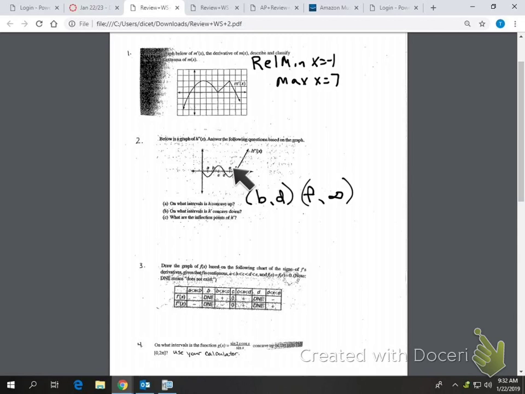Where is this concave down? It'd be where the original values are, or where the second derivative is negative. So it'd be from 0 to B and from D to F. And I'm going to see how it says when is H prime concave down.